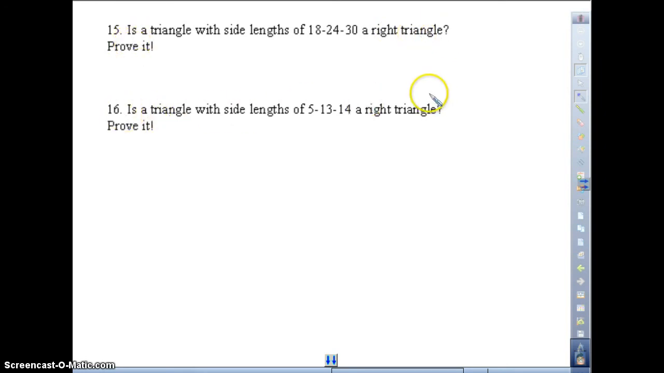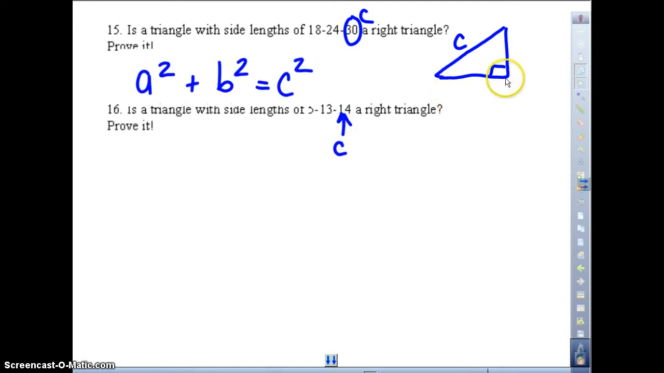Okay, if you have a right triangle, here's my right triangle. C is always the longest side. So this right here would be C. Down here, this one right here would be C. C is always the longest side. If it's a right triangle, then we know this is true: A squared plus B squared equals C squared.